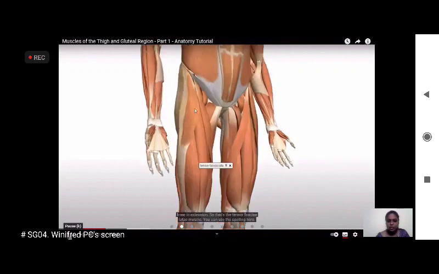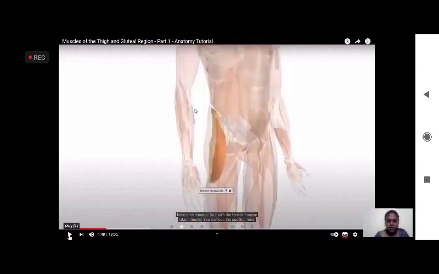Yes, please pause it. Yes. This tensor fascia lata is one of the gluteal muscles which helps in controlling the knee movement. Okay. We will see next, please. We will go to the deeper layers next.